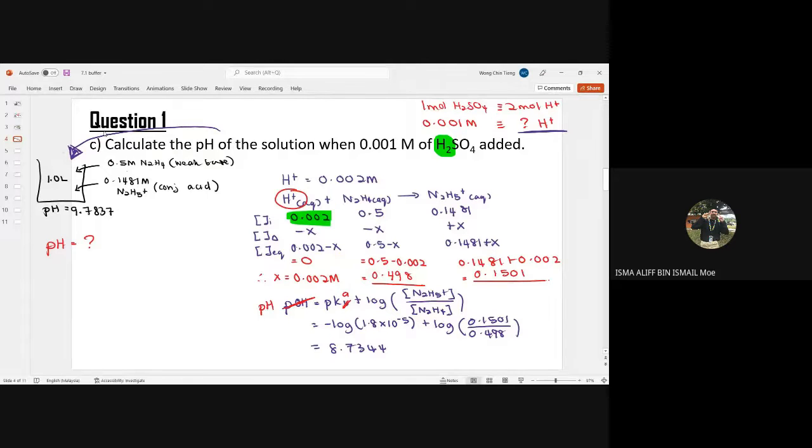Salah. Kenapa salah? Itu nilai untuk Kb. Itu nilai untuk Kb. Dan you know what Khatijah buat? Khatijah buat yang ni pula. Kw equals to Ka darab Kb. Okay. Interesting mistake. Very interesting mistake.